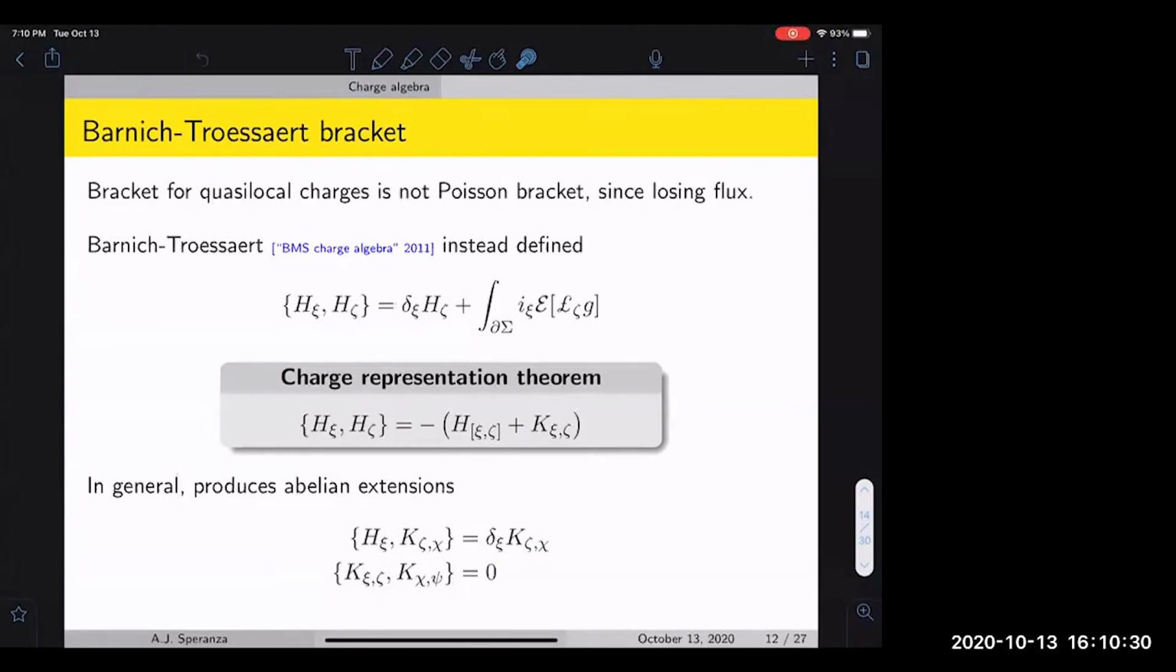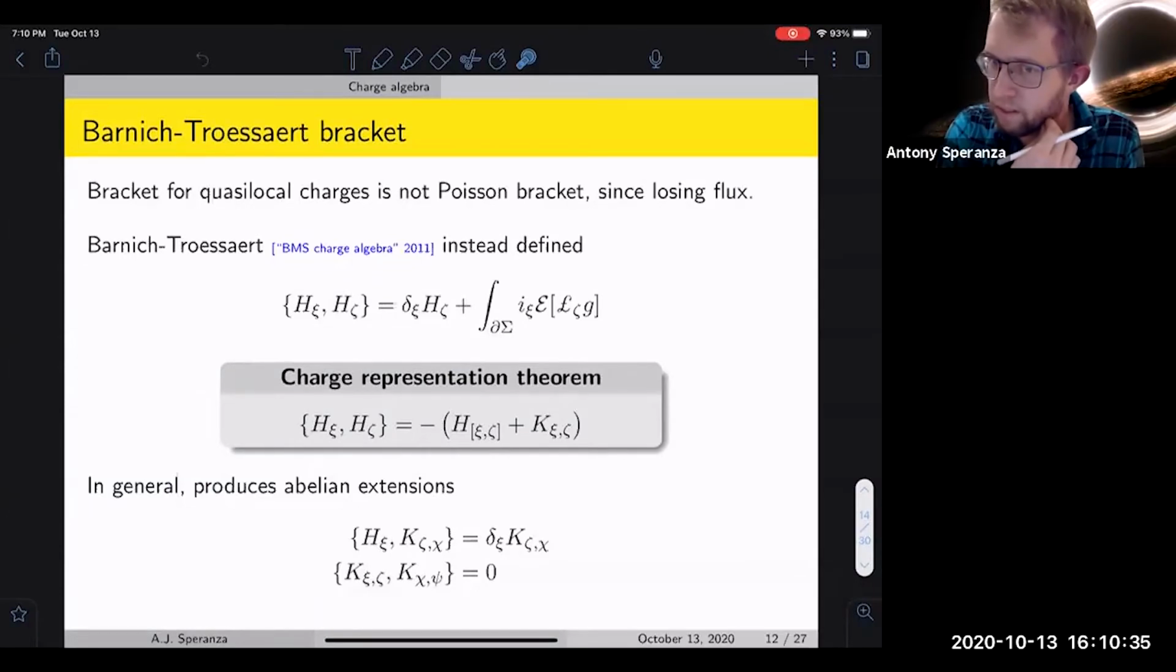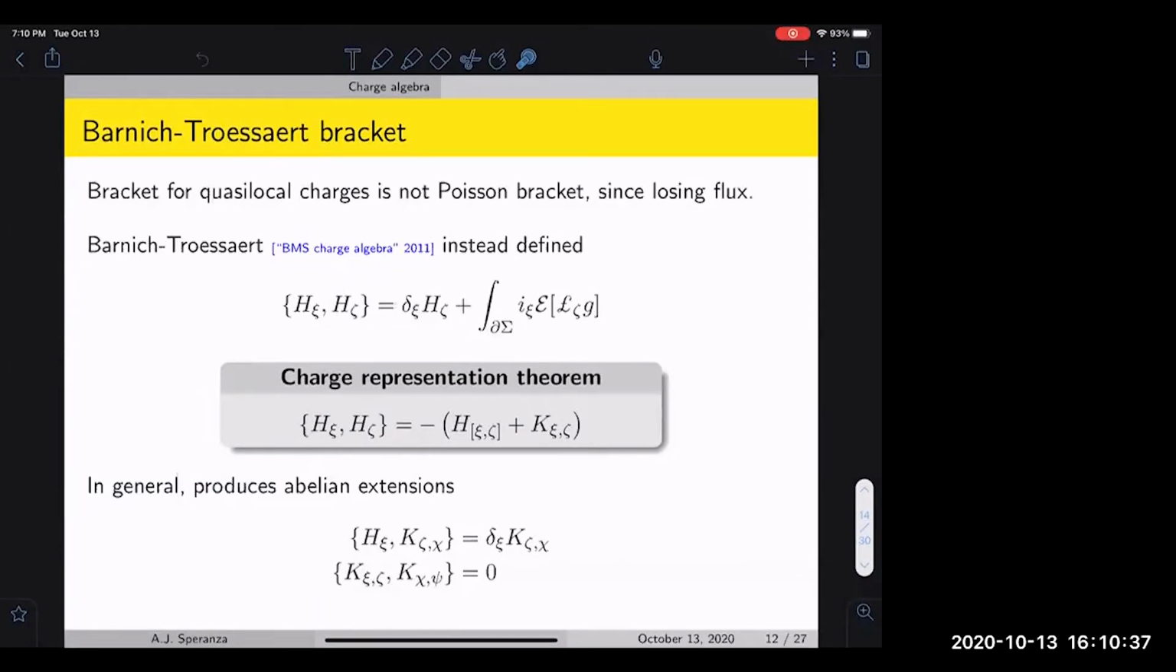Anthony, yeah, can I ask a question? Yeah. Can you hear me? Yep. Is that modification of the bracket, does it amount to a change of the symplectic form? Does it correspond to a different symplectic form?